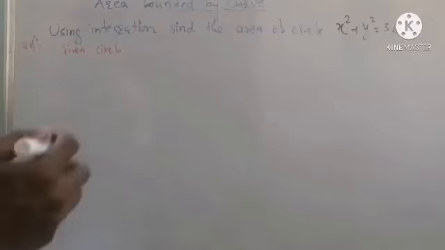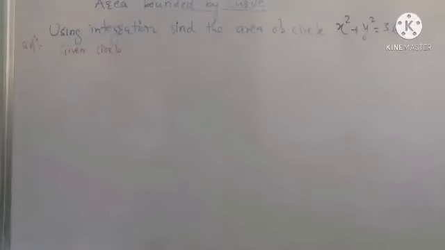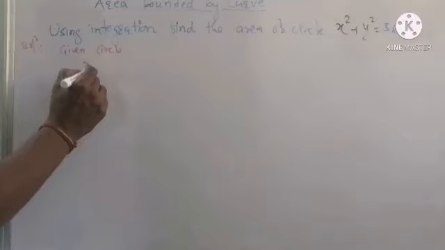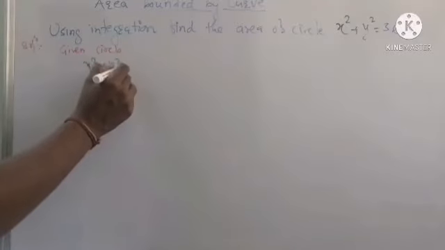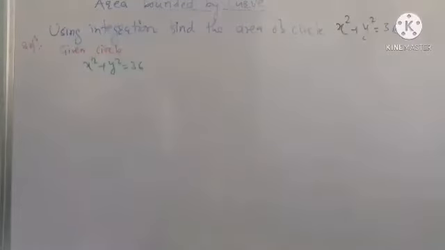Using integration, find the area of the circle x square plus y square is equal to 36. As given, the circle is x square plus y square is equal to 36. As this is the equation in implicit form, we have to separate y in terms of x, that is, write y in explicit form in terms of x.